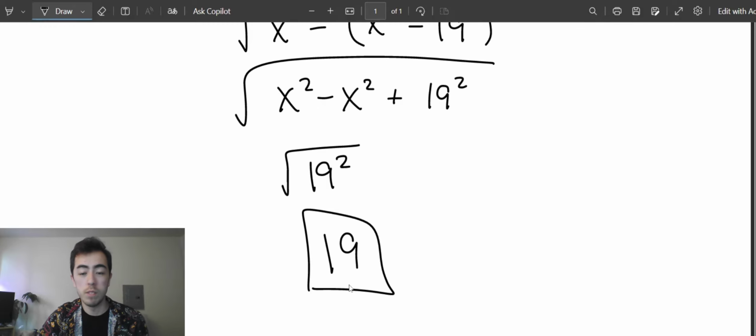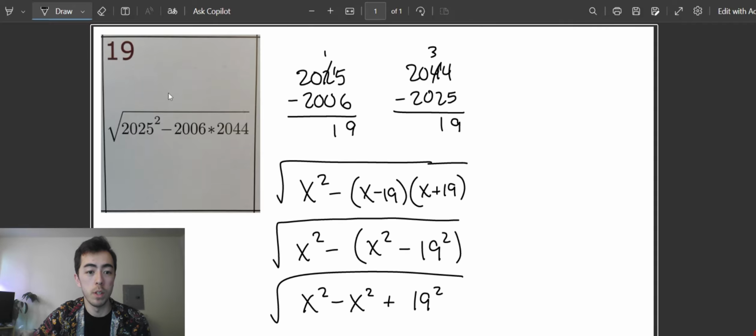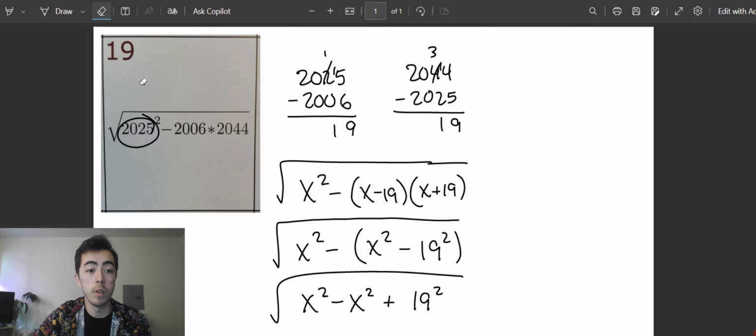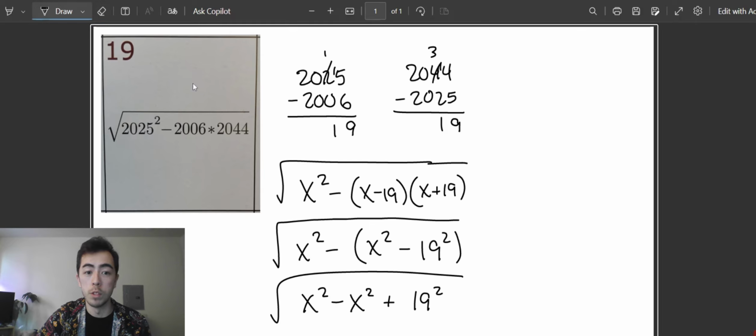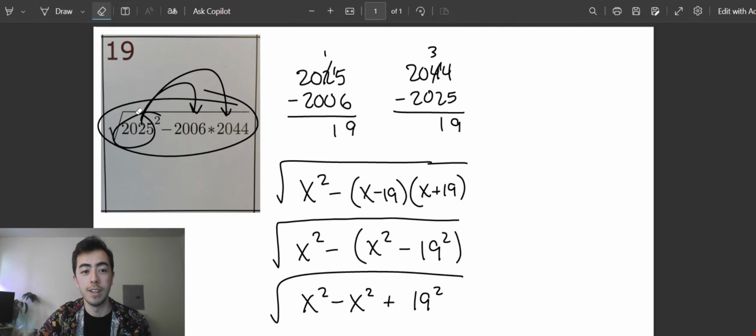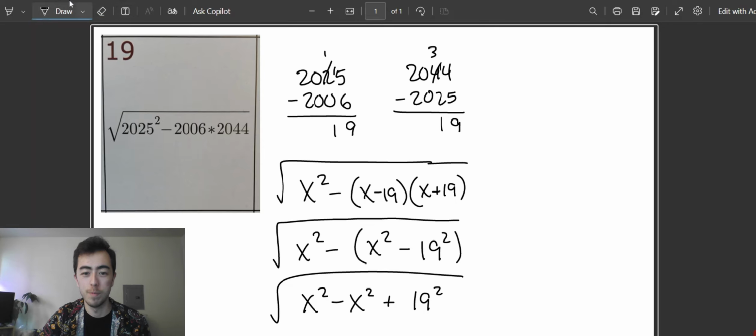So it wasn't that special that we had a 2025 right here. It could have been any number. And ultimately, this kind of setup where this number is 19 less and this number is 19 more than what we're beginning with, we're going to get a 19 overall.